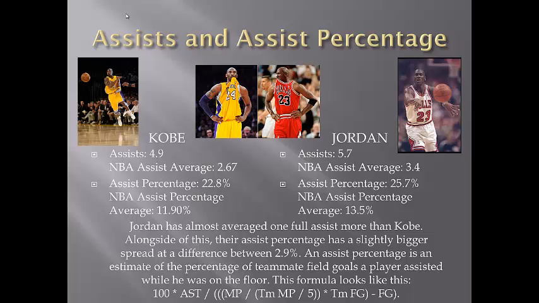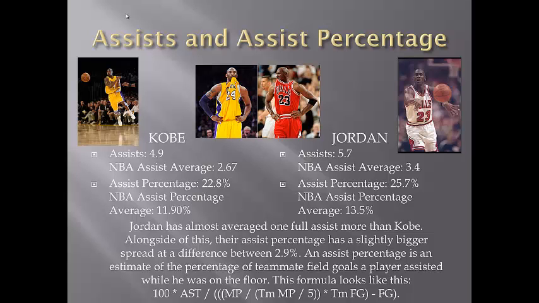The assist percentage was 25.7%, whereas the assist percentage average in the NBA at that time was 13.5. Jordan has almost averaged 1 full assist more than Kobe. Alongside of this, their assist percentage has a slightly bigger spread at a difference between 2.9%.